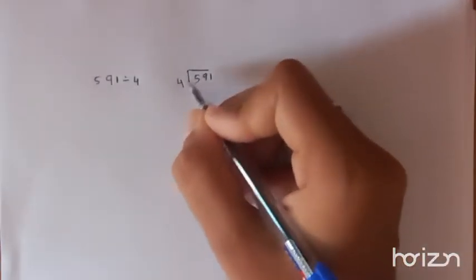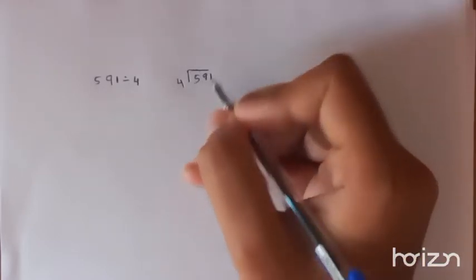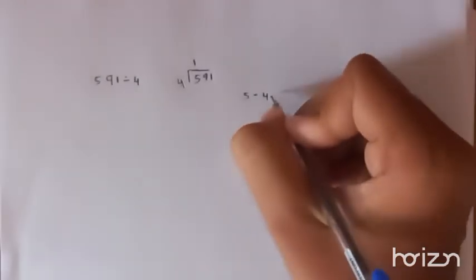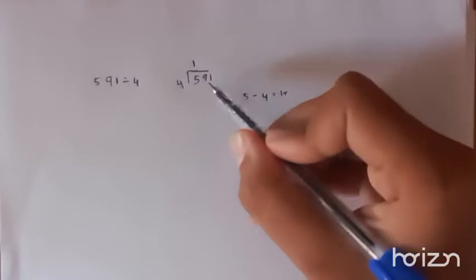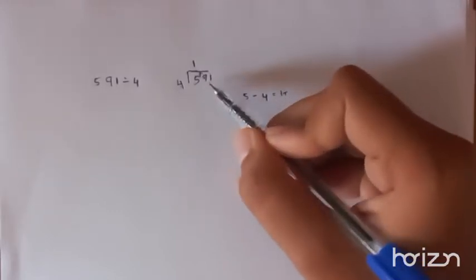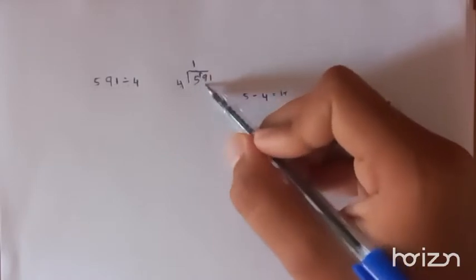The first step is to take the first digit and see how many 4s go into 5, and we realize only one 4 goes into 5. So 1 times 4 is 4, and 5 take away 4, we have one remainder. That one remainder is put into the next column. So now we're going to look at how many 4s go into 19.